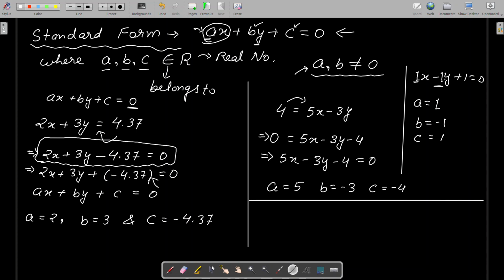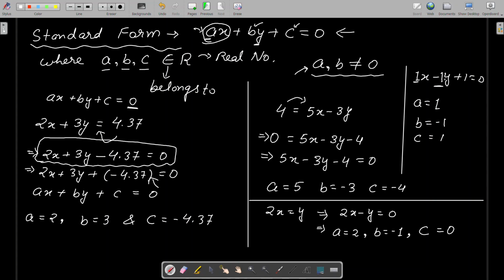Another example, sometimes it may be in this form only, 2x is equal to y, which can be expressed in the form of 2x minus y is equal to 0. Now from here if you compare, you'll get a as 2, b as minus 1, and since there is no constant term, c will be 0. That's how we can write an equation in standard form and find out the values of a, b and c.